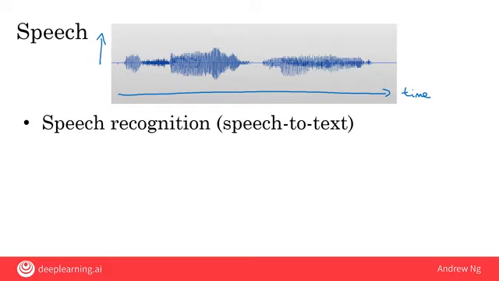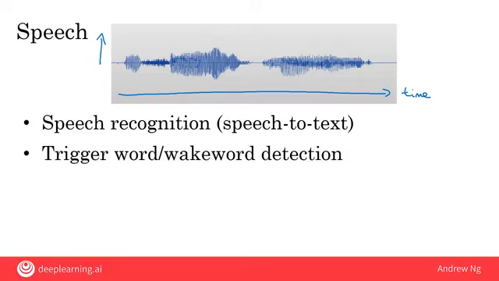A lot of speech recognition's recent progress has been due to deep learning. One particular type of speech recognition is trigger word detection or wake word detection. And you saw this in the earlier video with having an AI system detect a trigger word or wake word such as Alexa or Hey Google or Hey Device.